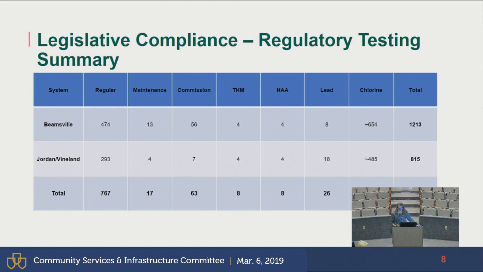So you'll see that we did just over 2,000 tests within the system between both Beamsville and Jordan. Some of them regular, some of them commissioning, some of them just maintenance. So if we're doing work on the system, changing out a valve, changing out a hydrant, we have to do some testing in those areas.